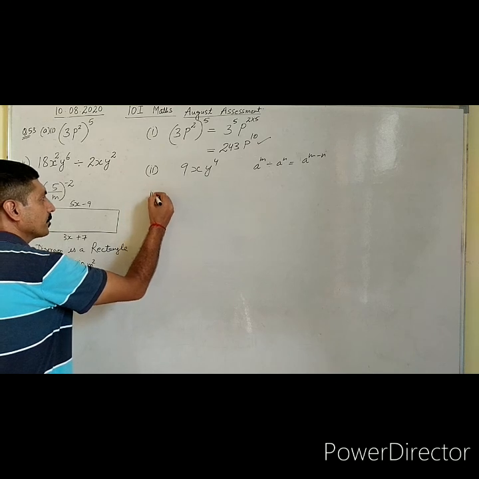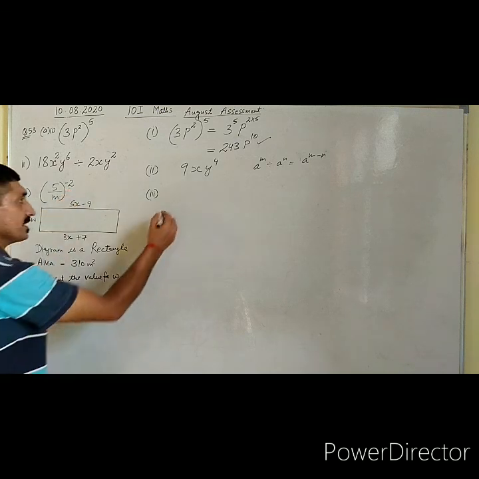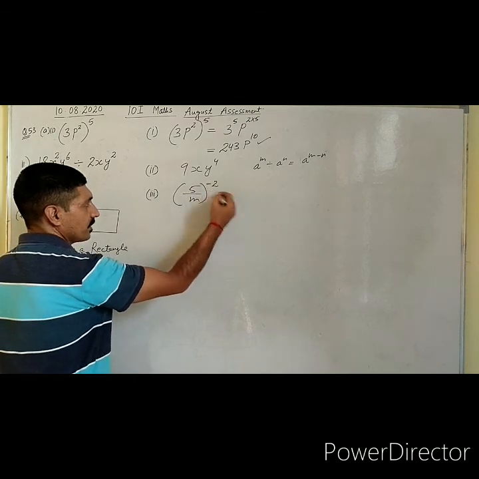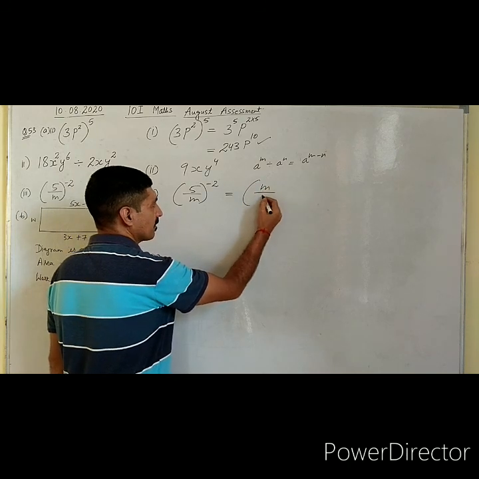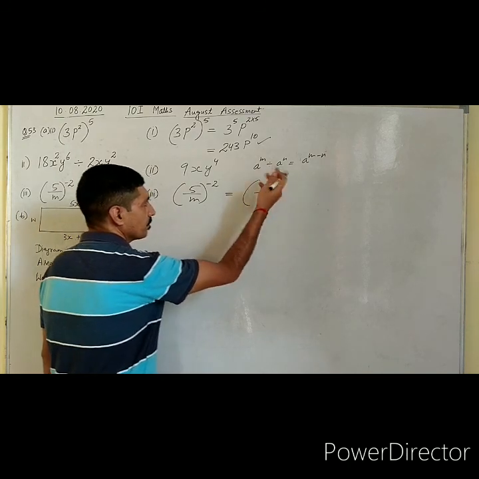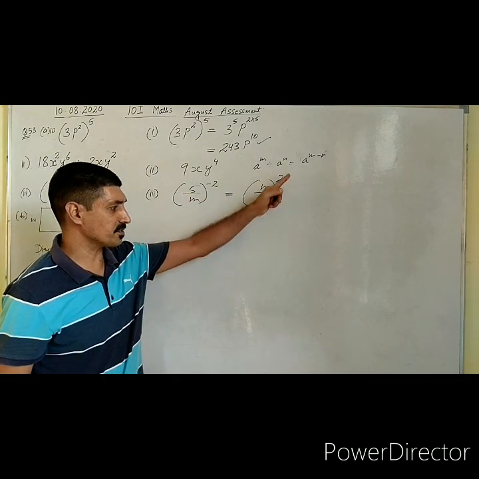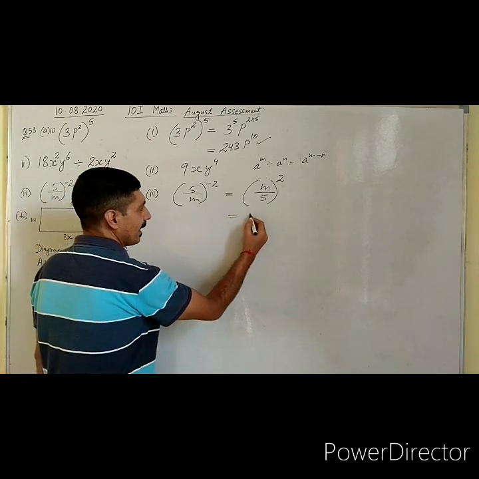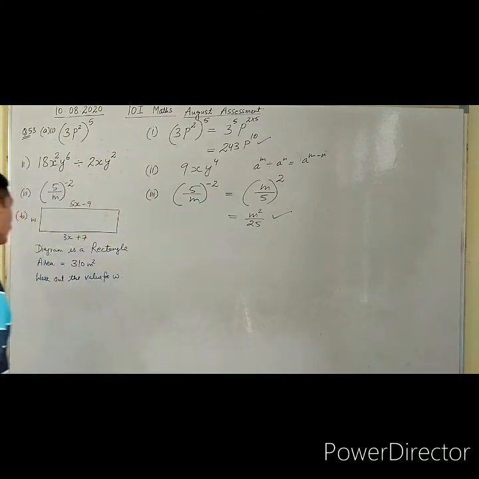Whereas the third is raised to power minus 1. So here it is m upon 5. The fraction will change. How? The fraction is interchanged, so we get 5 upon m, raised to power 2, and we are writing the power as positive. So what is it? That is m squared upon 25, right? So this is the third part.